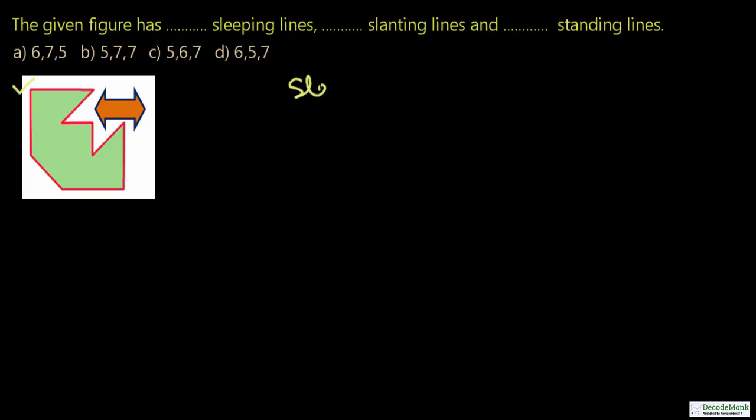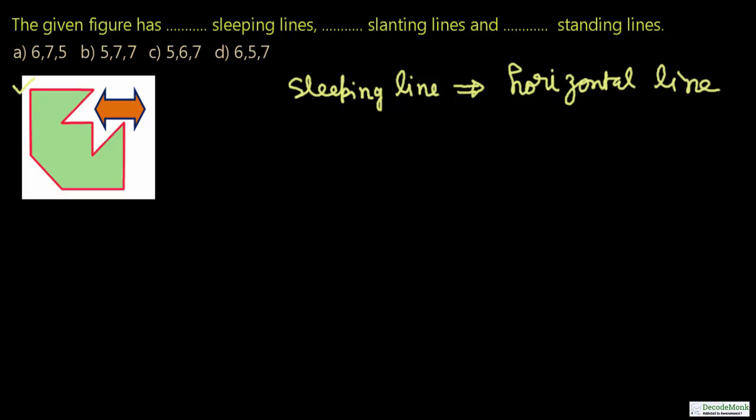So, sleeping lines. Sleeping lines are simply horizontal lines. That means these are straight lines lying on the plane. It is called a sleeping line. Please remember that when you sleep horizontally on a bed, it is very easy to remember that the lines which are horizontal are called sleeping lines.